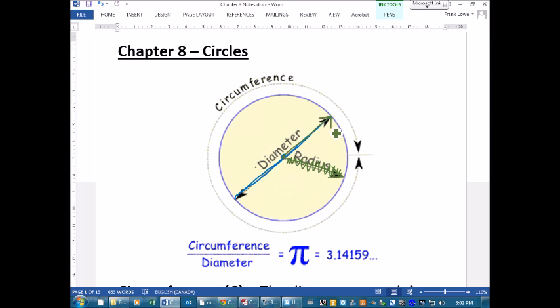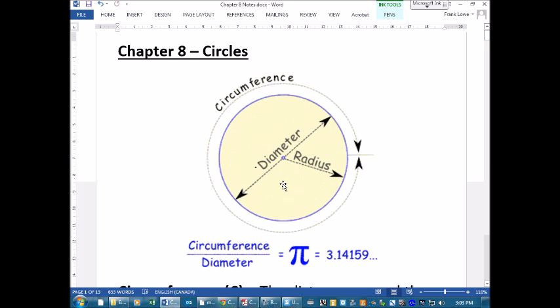But radius can be anywhere, as long as it goes from the center. All these lines I'm drawing right now represent the radius.